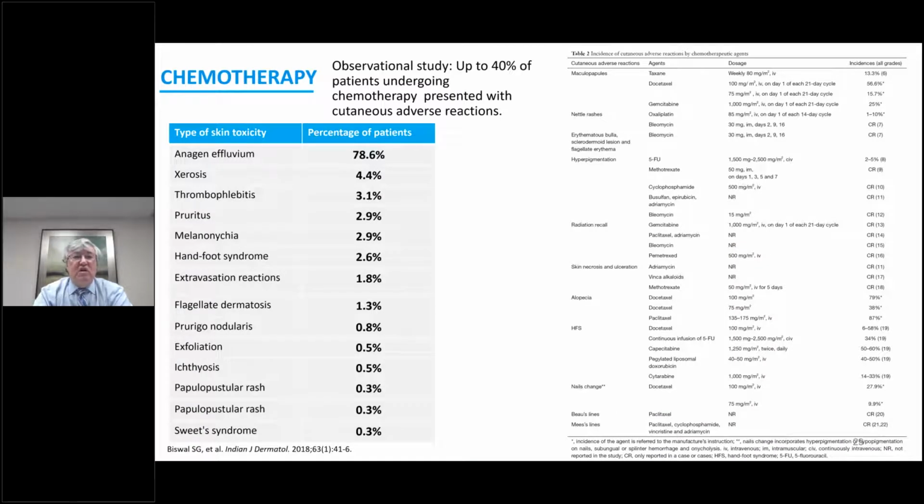And here's just a long list. Again, up to 40% of patients undergoing chemotherapy presented with cutaneous adverse reactions. Most often the anagen effluvium, but dryness of the skin, itching of the skin. I've seen melanonychia with it, hand-foot syndrome, which we're going to talk about in a few minutes, flagellate dermatoses, even prurigo nodularis, ichthyosis, and a number of other things. I've seen a Sweet syndrome also with this.